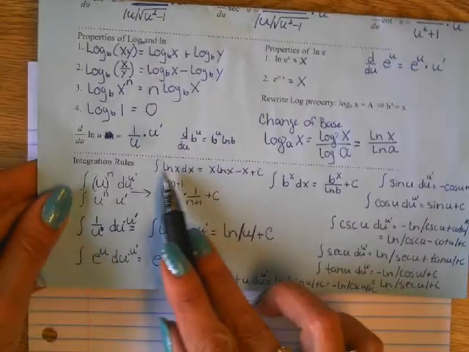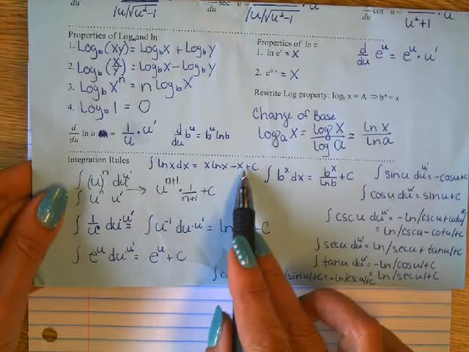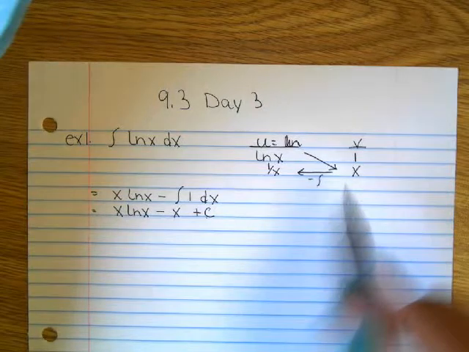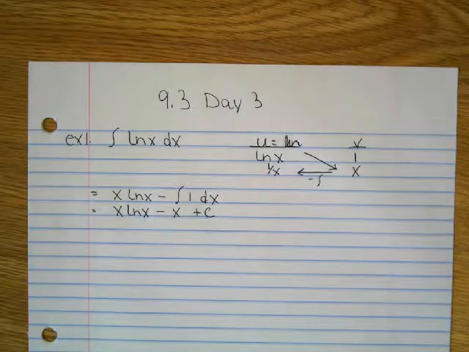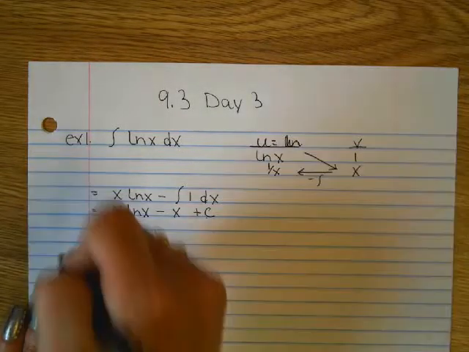You can go ahead and add that to your blue sheet down in your integration rules. I've already done it. The integral of ln of x dx equals x ln of x minus x plus c, and we're just going to be able to use this now instead of doing the by parts every time, because it's going to come out the same. So add that to your blue sheet. We will use that on our next example.